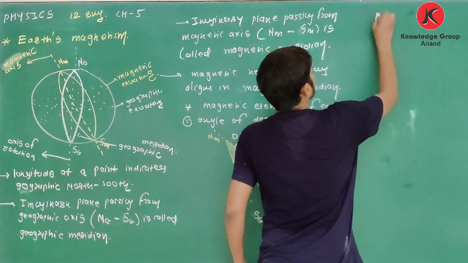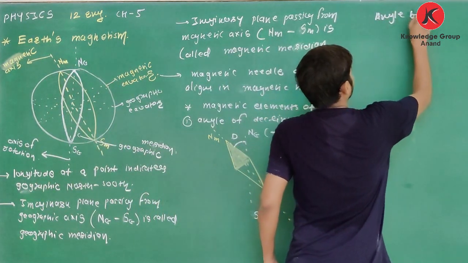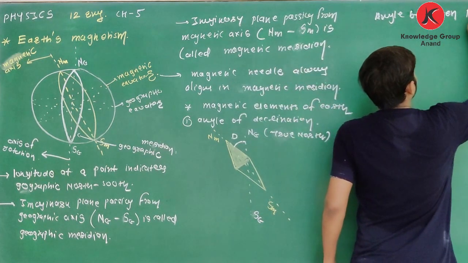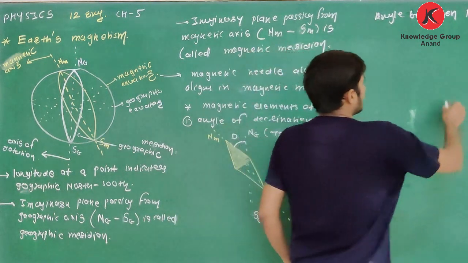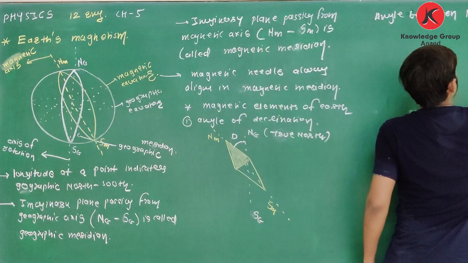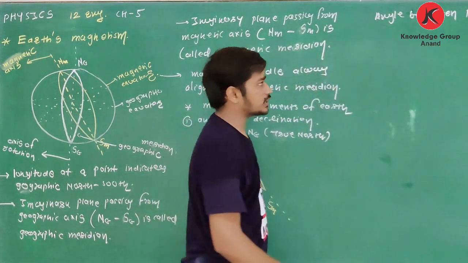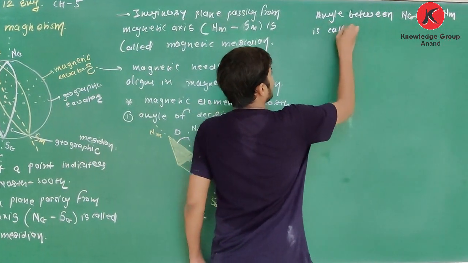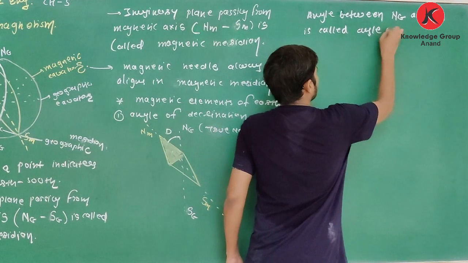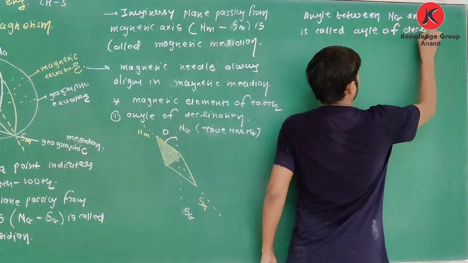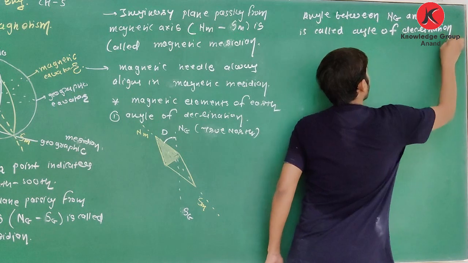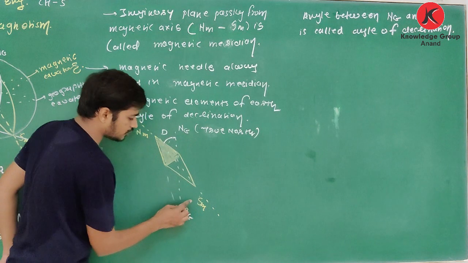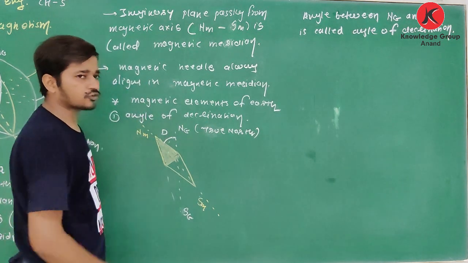See, the angle between NG, that is geographical north, and NM, that is magnetic north, is called the angle of declination. Or another definition, yes, the plane passing from these two poles is called the geographical meridian. From this to it is called the magnetic meridian.